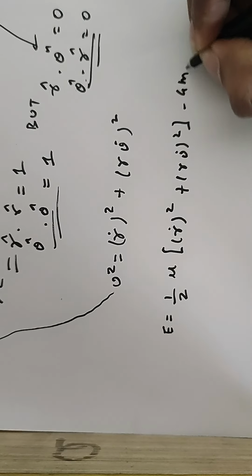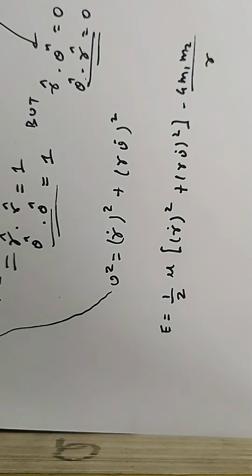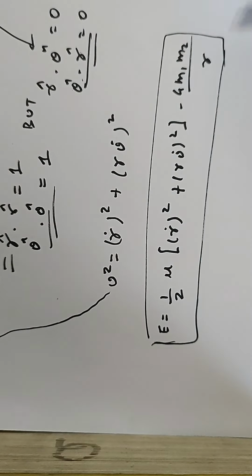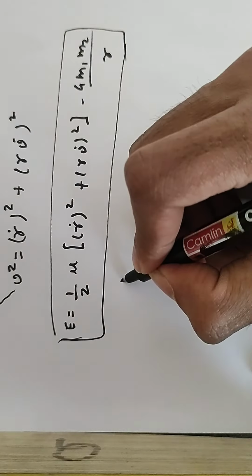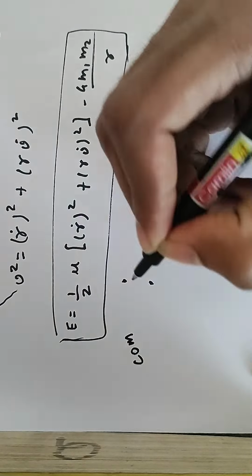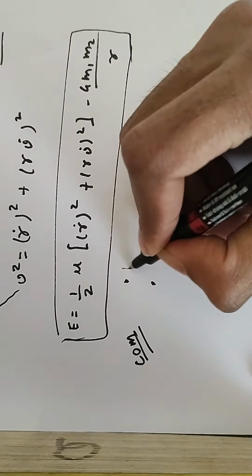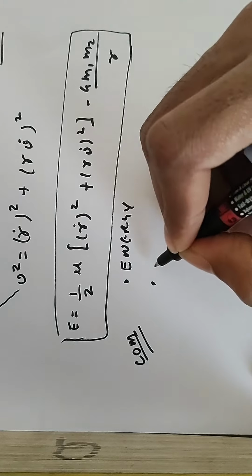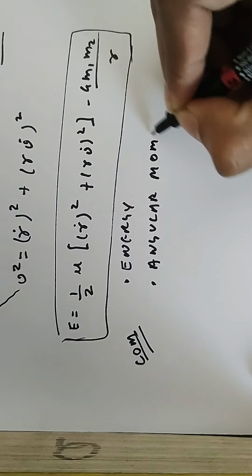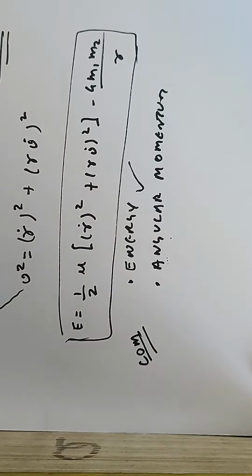Alright. I have an equation. This is my energy equation. Now, as I told you, we need to find an equation of motion in terms of constants of motion. So what are the two constants of motion that we know? The two constants of motion are energy and angular momentum in case of central force motion. So we have an equation for energy. I'll try to find an equation for angular momentum.